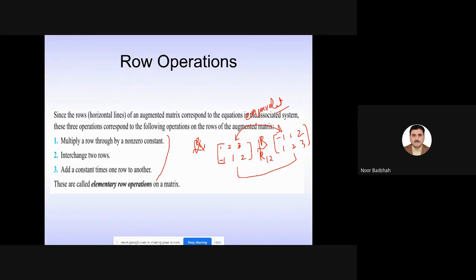And the third one is similar matrices. We'll be discussing that similar matrices later on, which are different things. By word, they may mean almost same, but they are different things.